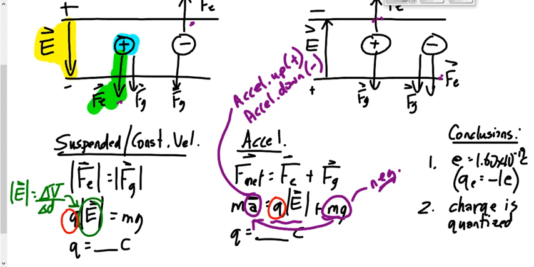If you get a number that's 1.6 or a multiple of that, you can be pretty confident you got the right answer there. And then it comes down to is it positive or negative? Right? It's positive or negative. And that's when you look at your field and your force. If they're in the same direction, it's a positive charge. If they're opposite directions, it's a negative charge. Good?